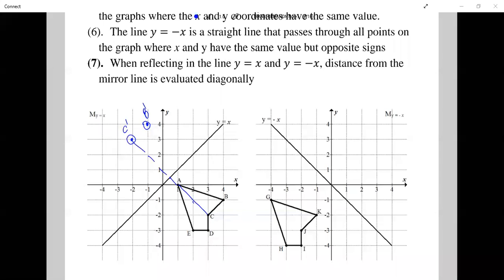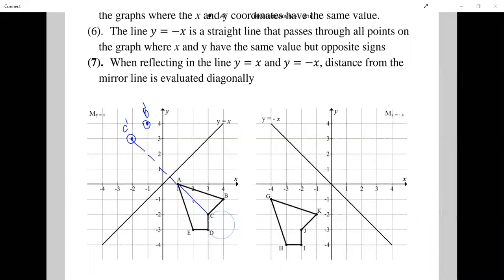When you reflect in the line y is equal to x and the line y is equal to minus x, distance from the mirror line is evaluated diagonally. All right, so let's worry about this. So this would be C prime.